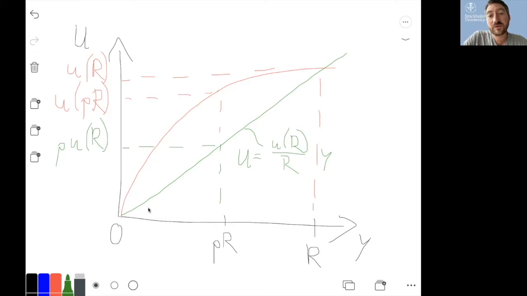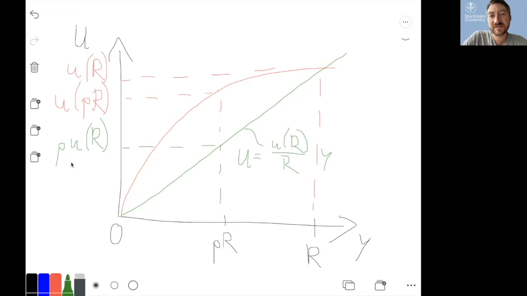Let's figure out the slope of that line first. That line goes up u of r over a distance from 0 to r. So the slope is u of r divided by r. The line goes through the origin, so we don't have a constant to add. So the line's equation is simply u of r divided by r times y. Now, what's the value of that function at the point PR? Replace the y with PR, then you have u of r divided by r times PR. The r's cancel, and so you're left with p times u of r. And that's precisely the expected utility in the world without insurance.